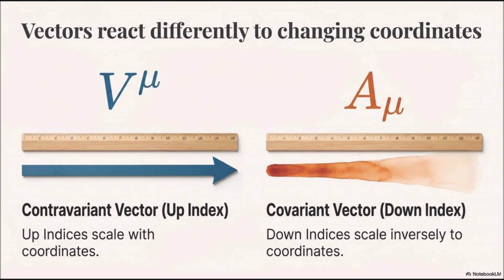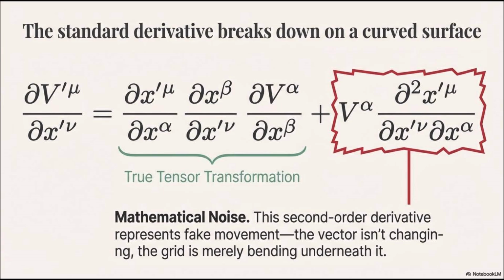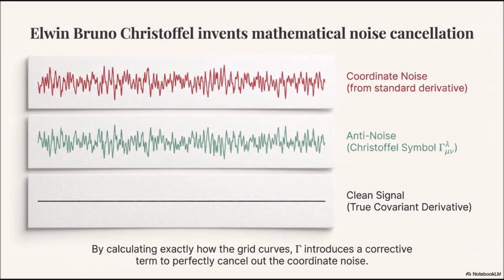Let's get the math on the board. The Christoffel symbol, or affine connection, capital gamma superscript lambda subscript mu nu. Let's break down the anatomy. It's a big Greek gamma. It has one index on top, lambda, and two on the bottom, mu and nu. The text emphasizes that Christoffel used this symbol to define the covariant derivative.